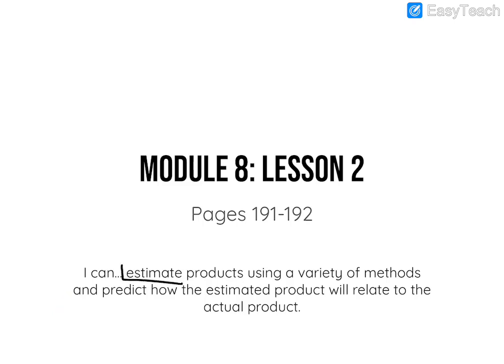So we've been estimating products for a while, right? Using estimation to assess reasonableness in our multiplication equations. The new thing that we're going to be doing in this lesson is predicting how that estimated product will relate to the actual product. So when we estimate, we know that that's not the exact answer. Sometimes it's less, sometimes it's more. We're going to be able to, in this lesson, determine how it relates. Is it more? Is it less? Is it closer to those sorts of things? So that's the new thing we're going to be working on in this lesson.